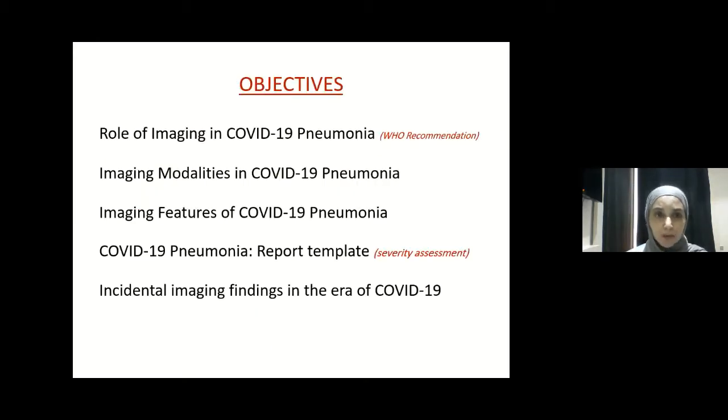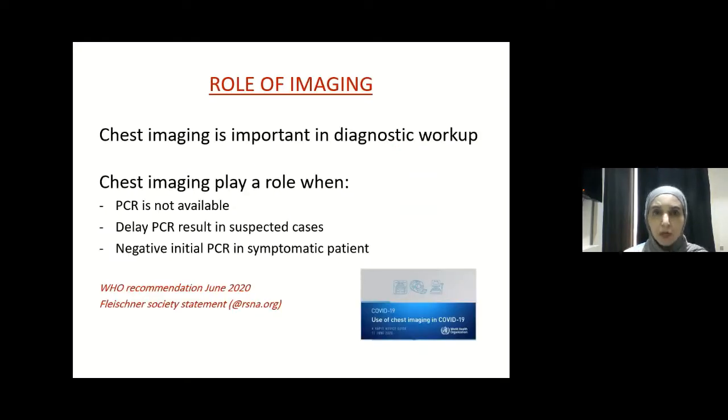The objectives of my talk are the role of imaging in COVID-19 pneumonia, imaging modality and imaging features of COVID-19 pneumonia. We'll talk about COVID-19 pneumonia report templates, and we'll close up with incidental imaging findings in the era of COVID-19. Role of imaging. Chest imaging is important in diagnostic workup.